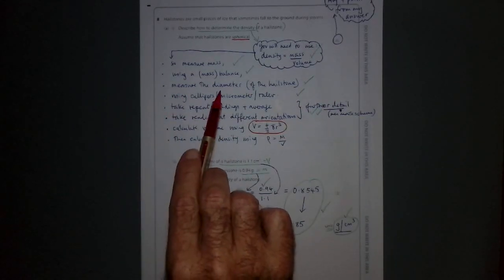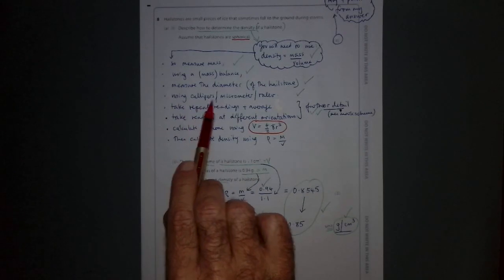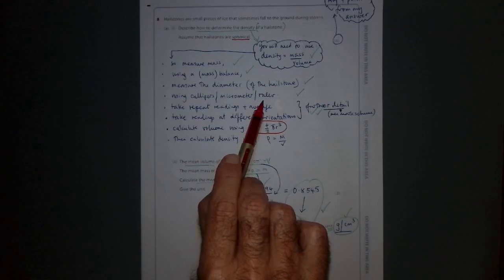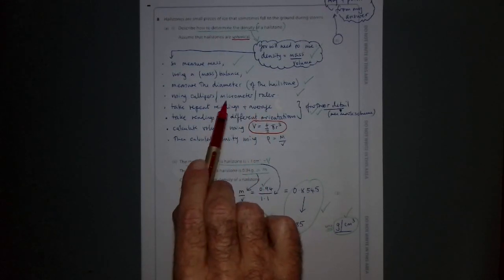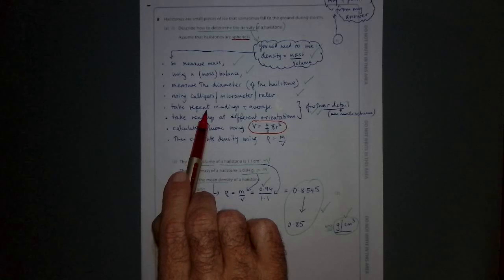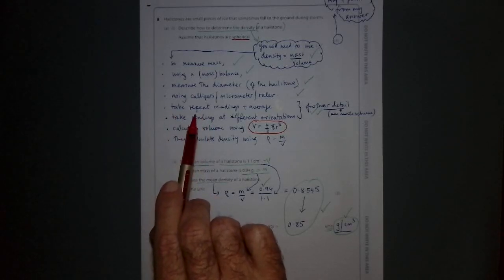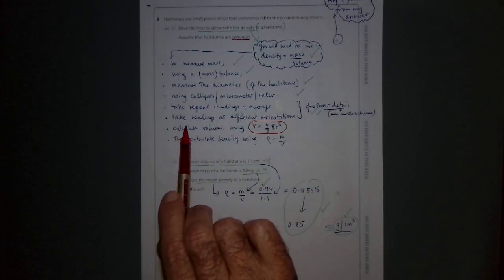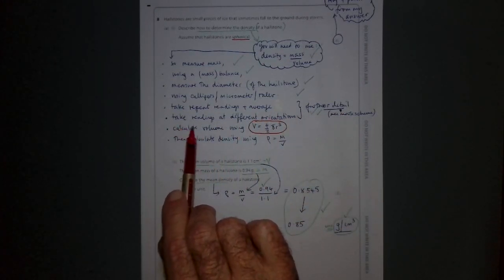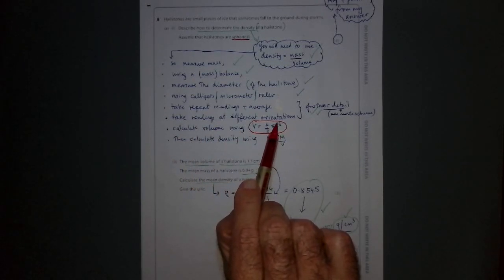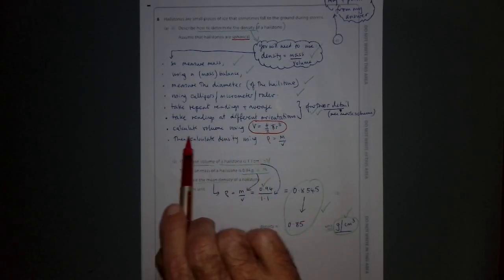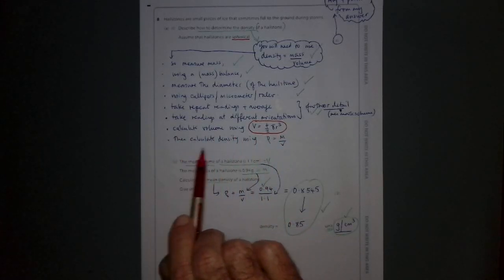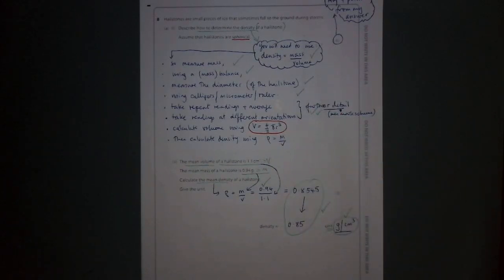Then you can measure the diameter of the hailstone using calipers or a micrometer or a ruler to estimate the diameter. Obviously the micrometer is the most accurate of these 3. You could say you would have to take repeat readings and average, because this is further detail that would give some students extra marks in a different way. Take readings at different orientations to make sure that you got a good average. And then you calculate it using the formula that we've been given. There's many ways of doing it.